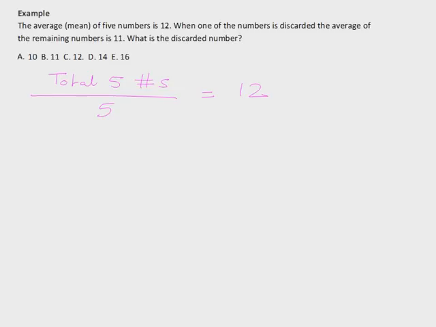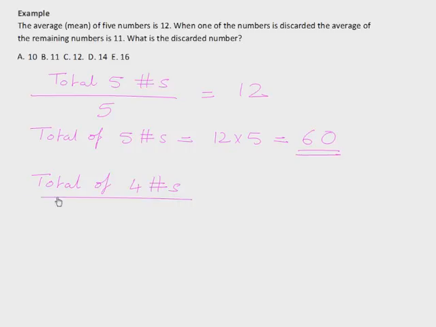So from this equation, what can I find? I can find the total of the 5 numbers. Total of 5 numbers must be 12 times 5, equal to 60. Note that I do not know any of the numbers. I just know that their total is 60. When one of the numbers is discarded, the average of the remaining numbers is 11. So now they've given me the average of 4 numbers because 1 is removed. So total of 4 numbers divided by 4 is 11.